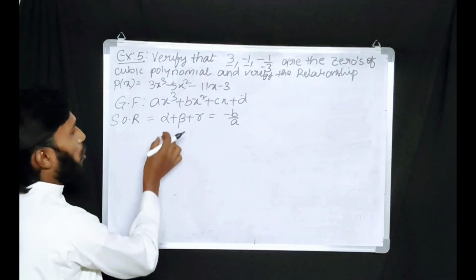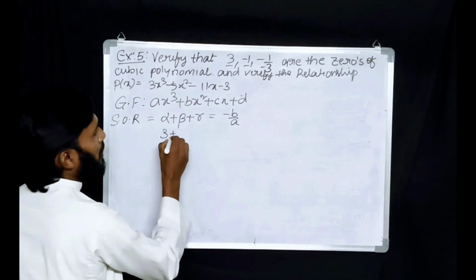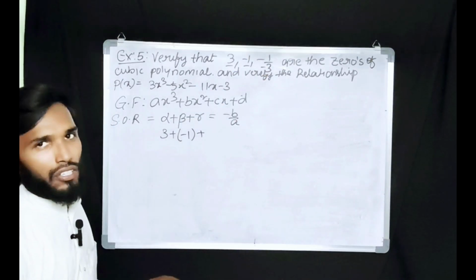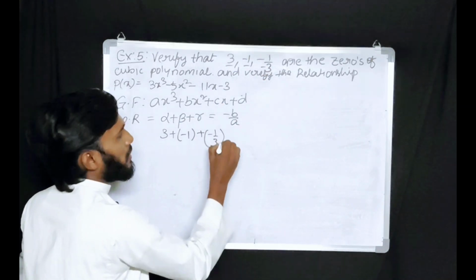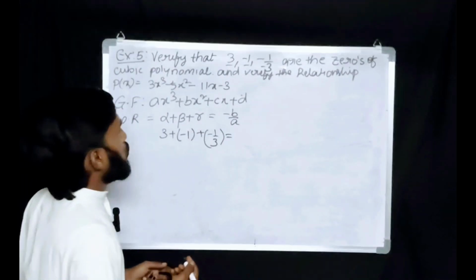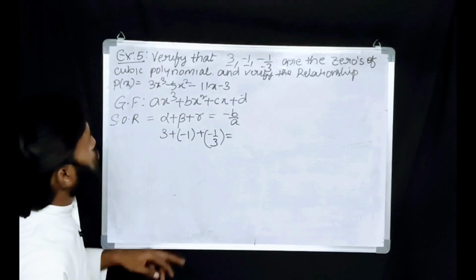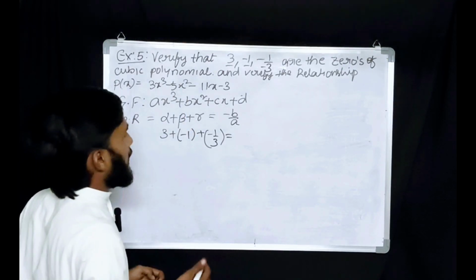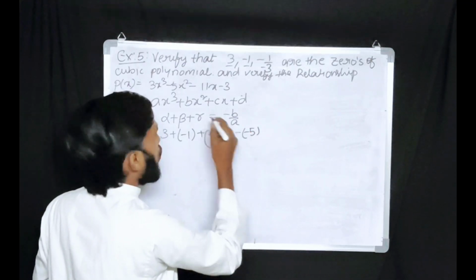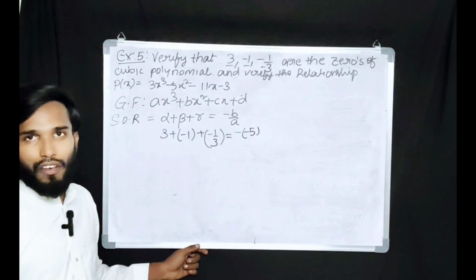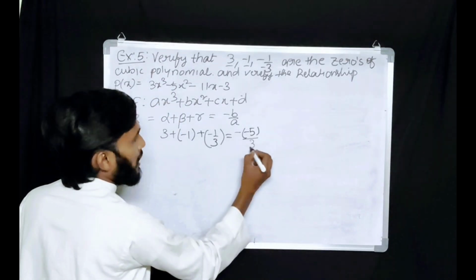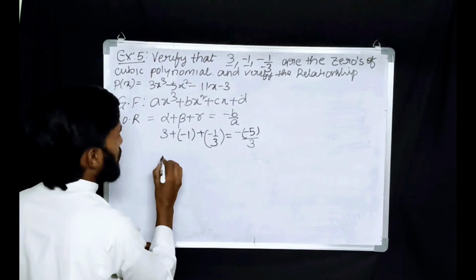a. So here, what is the first zero? 3, plus what is the second zero? Minus 1. What is the next zero? Minus 1 by 3, is equal to minus b, where b is the coefficient of x square. So what is the coefficient of x square in this polynomial? Minus 5. See here, minus b: first minus is there, and the coefficient of x square in the given polynomial is minus 5. So a is 3.